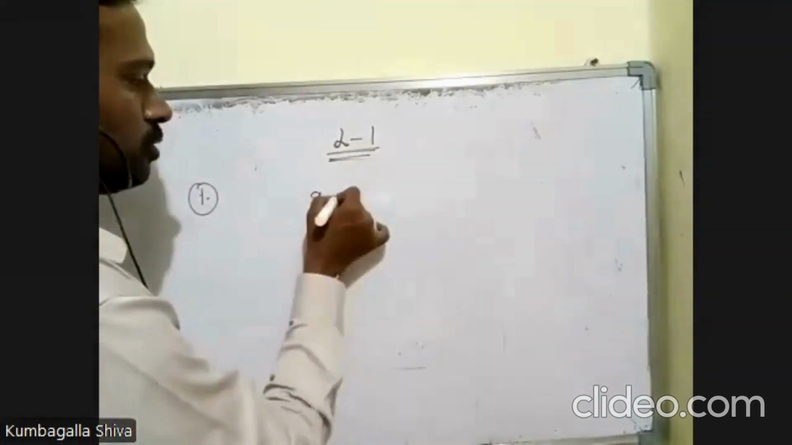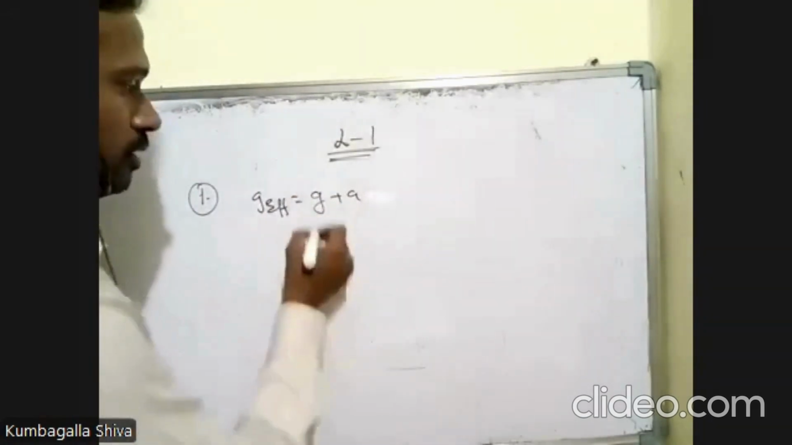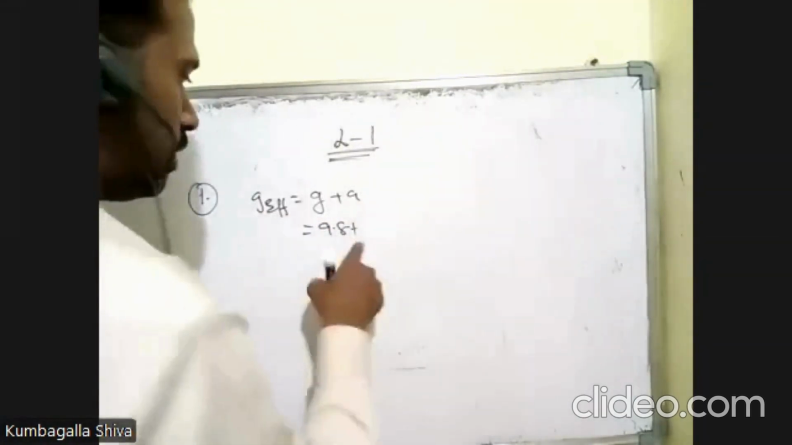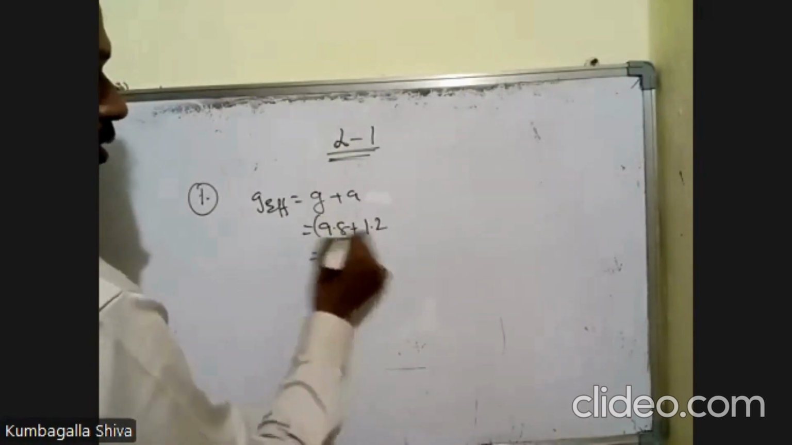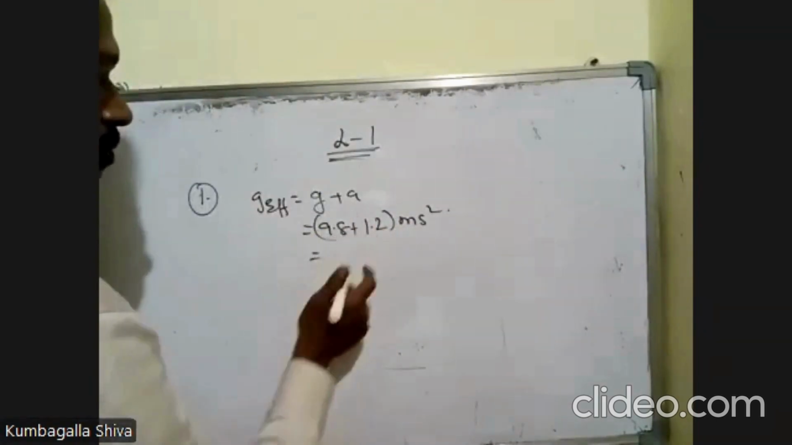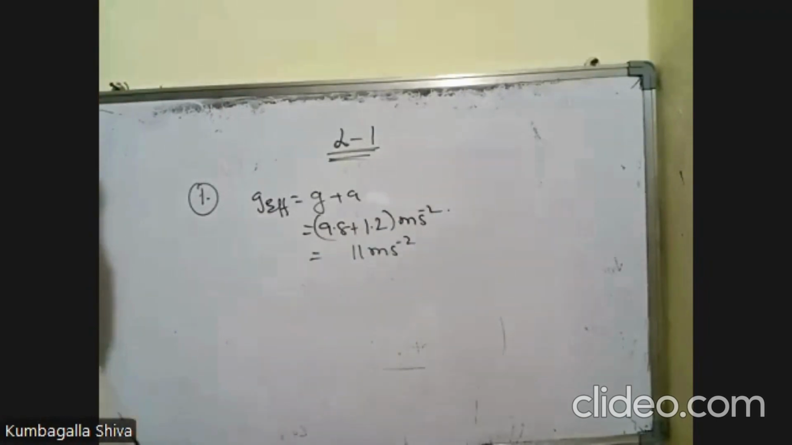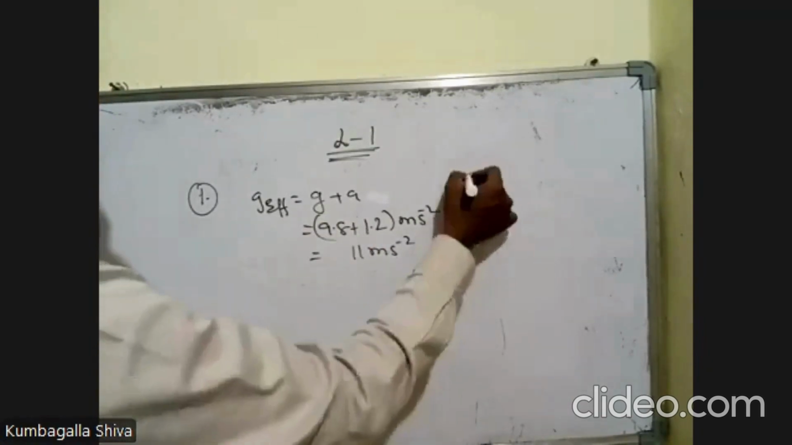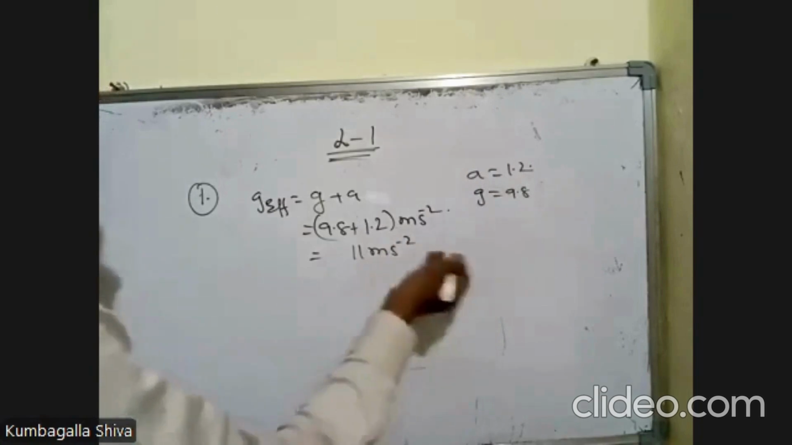What is the formula you can use? g effective is equal to g plus a. g is given as 9.8. What is the acceleration given in the question? It is given as 1.2 meters per second square. Then 9.8 plus 1.2 is 11 meters per second square. g effective is equal to g plus a. The given acceleration is 1.2, the g value is 9.8. If you add, you get the answer.